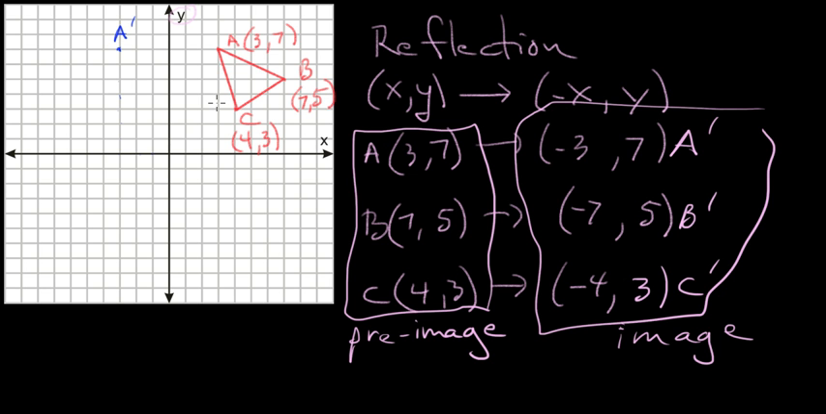And negative 7, 5: 1, 2, 3, 4, 5, 6, 7 and 1, 2, 3, 4, 5. Negative 7 and 5, and that's B prime. And then C prime, negative 4, 3: 1, 2, 3, 4 and 1, 2, 3. Negative 4, 3, and that's C prime. Now, let's connect the dots and see what we end up with here.